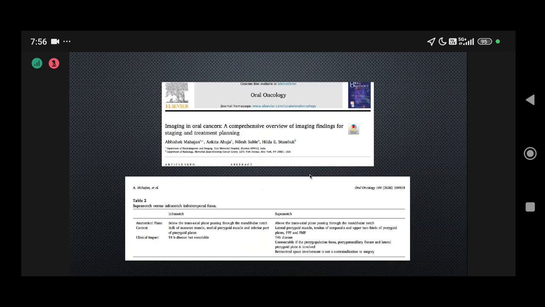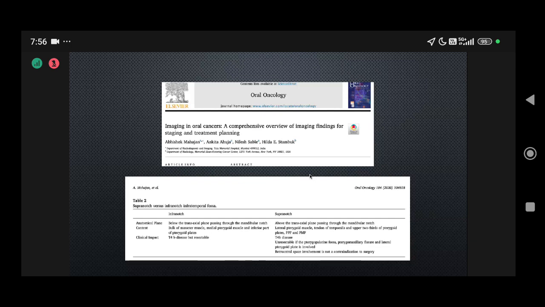And this is a very beautiful article which has been published, and this is how the infra-notch and supra-notch division is important. In that scenario, both are T4B, but infra-notch disease is resectable, and in supra-notch disease we have to critically see the involvement of the pterygopalatine fossa, pterygomaxillary fissure, and involvement of the foramina.